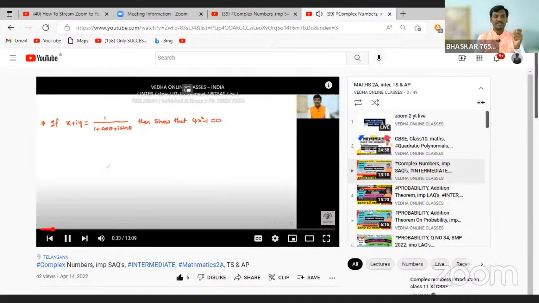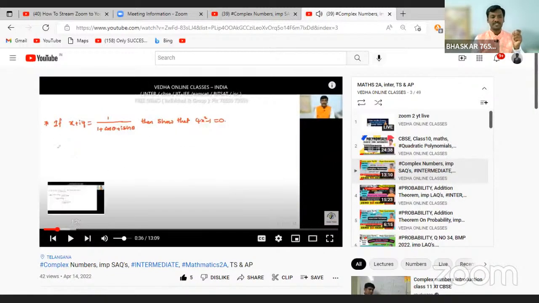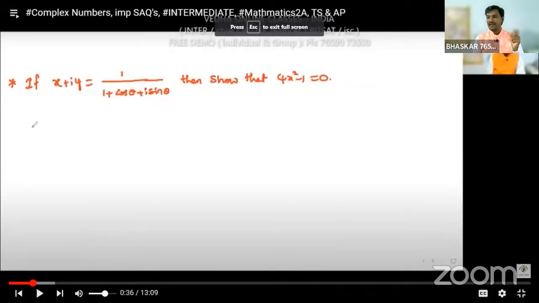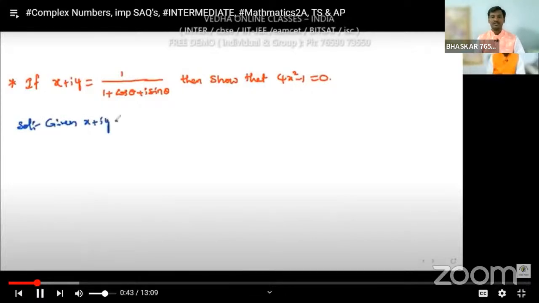So here, this is one of the most important questions from complex numbers. If x plus iy is equal to 1 divided by 1 plus cos theta plus i sin theta, then show that 4x square minus 1 is equal to 0. This is the question here.